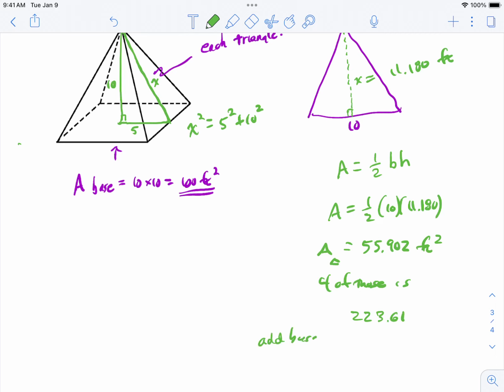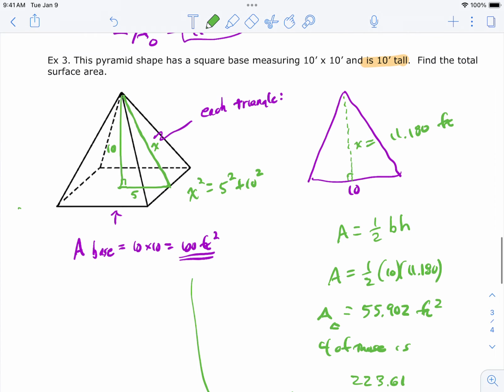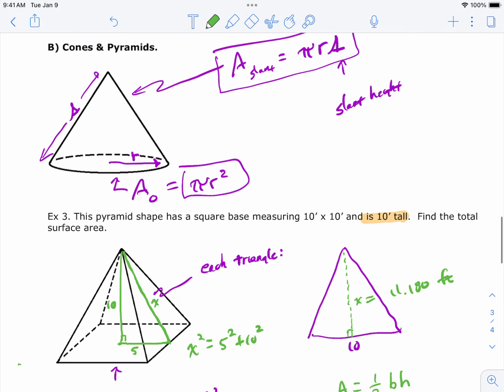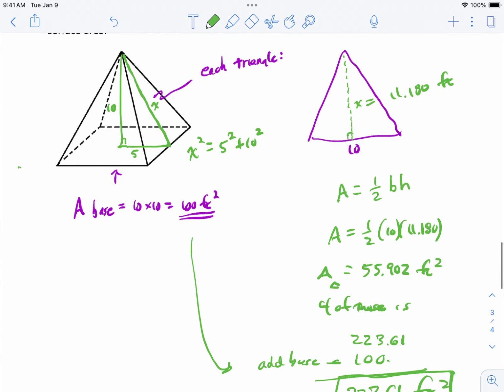Add the base, so the base was 100.00, and so the total area here is 323.61 square foot. There's our answer right there. So let me come back up, make sure I'm answering the question. That's all it says. Find the total surface area. So square feet's going to be good enough, I guess.